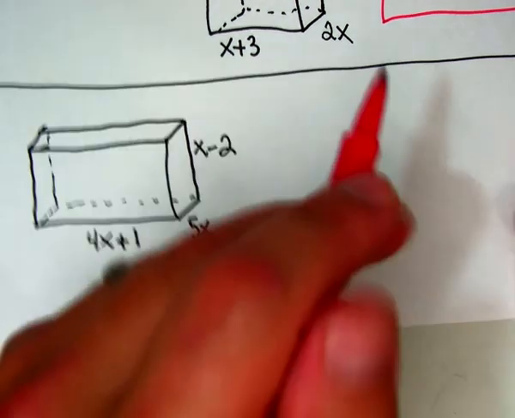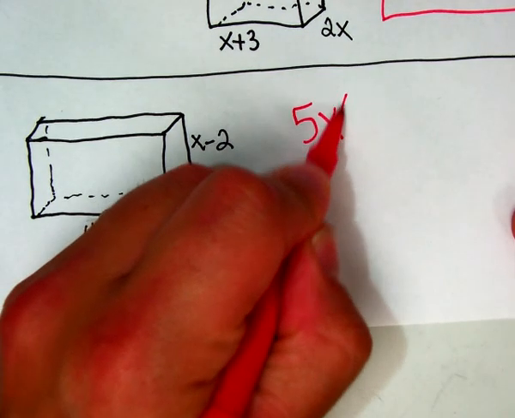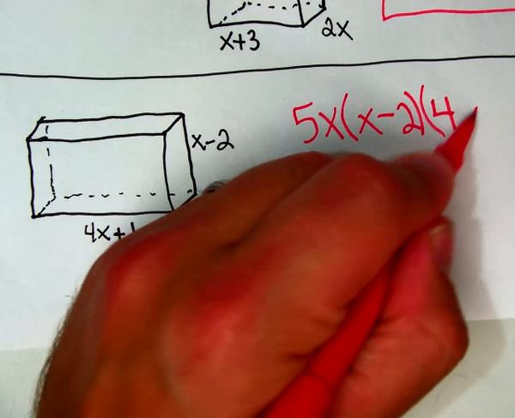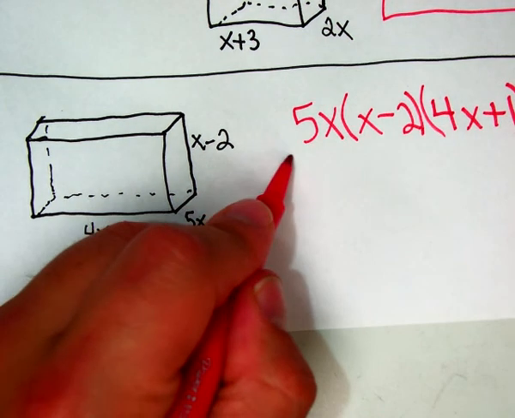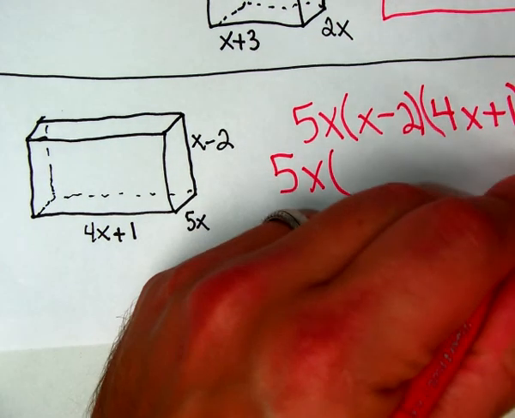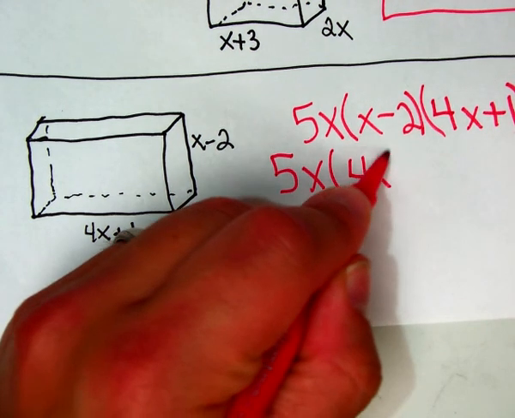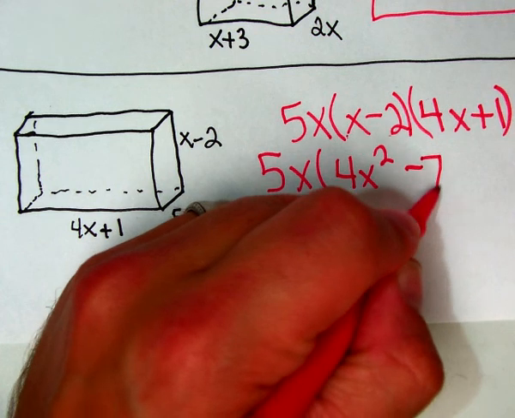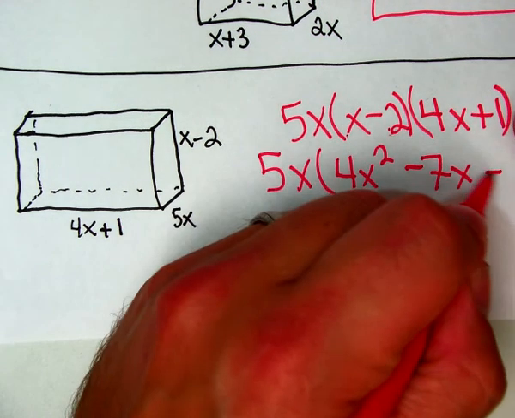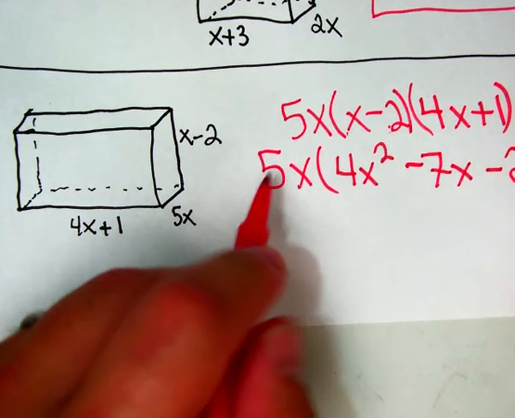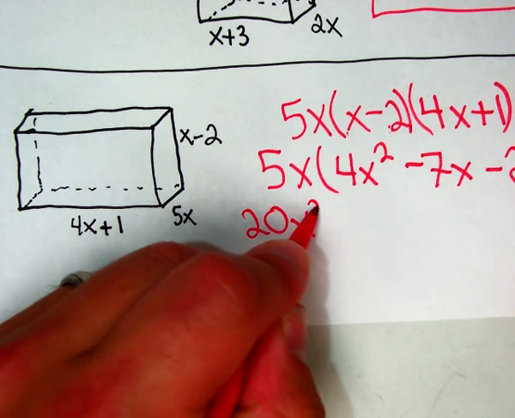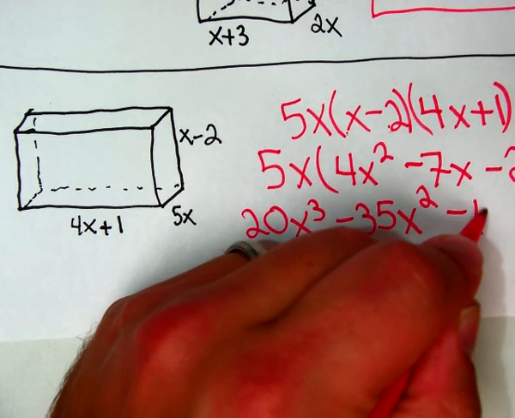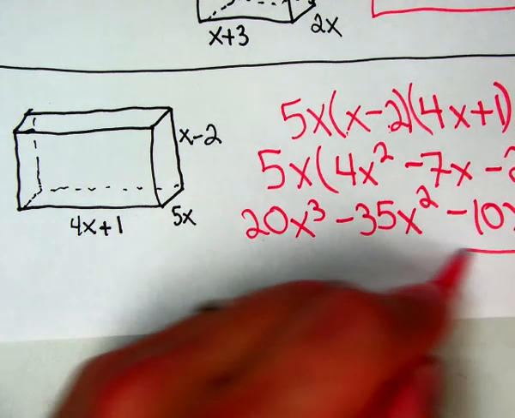Okay, so the solution here is 5x times x minus 2 times 4x plus 1. Carry the 5x through. We end up with 4x squared, x minus 8x is -7x, and then minus 2. Distribute the 5x, we end up with 20x cubed minus 35x squared minus 10x. There's our answer.